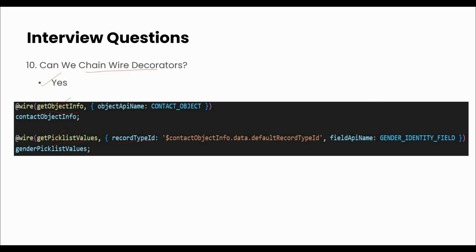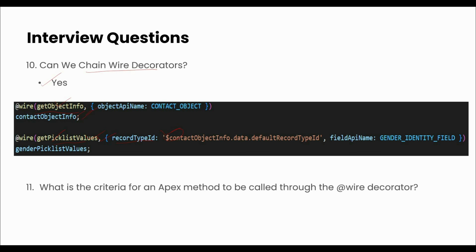Now what do you want? You want to get the record type ID from this method and pass that record type ID here, which means whenever this wired property gets data, you want to call this method again and fetch data according to the record type ID. So in this case, you can simply pass the parameter as a dynamic parameter by adding $. So now what will happen? Whenever we get data in this property, the framework will automatically call this method again. Okay. So this is how, using dynamic parameters, we can chain wire decorators in LWC.